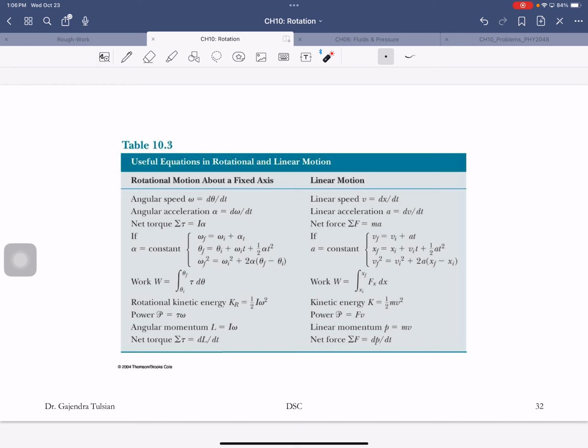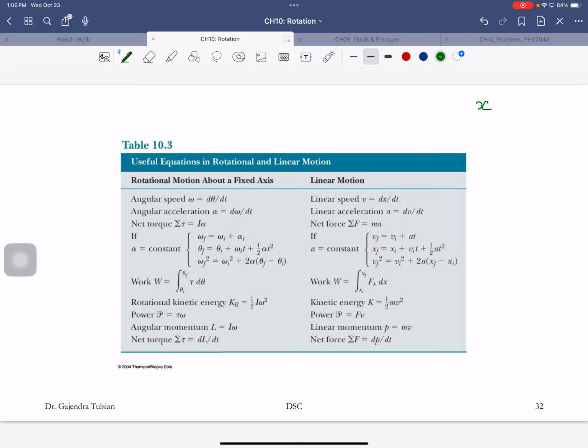All right, so this table summarizes all the formulae we have seen. These were the formulae you saw in the first 9 chapters, and these are the corresponding formulae for rotation of a rigid object about a fixed axis in chapter 10. Again, you can go from here to there by doing the following simple replacement.